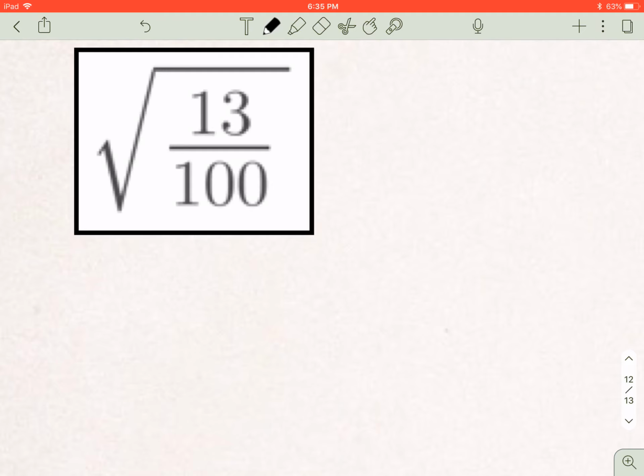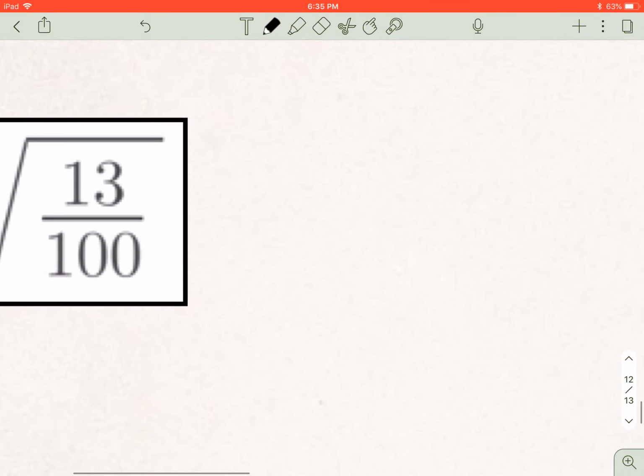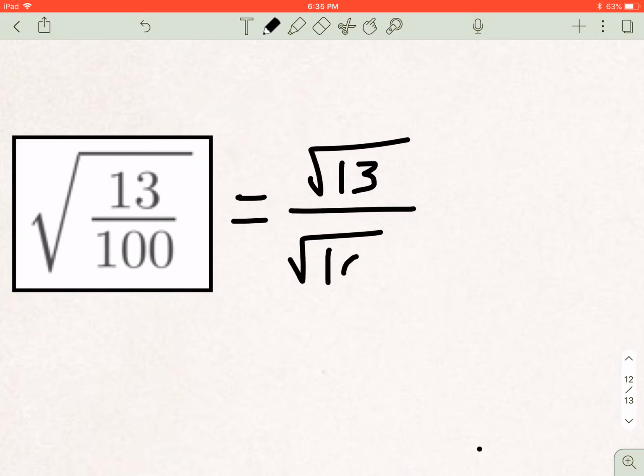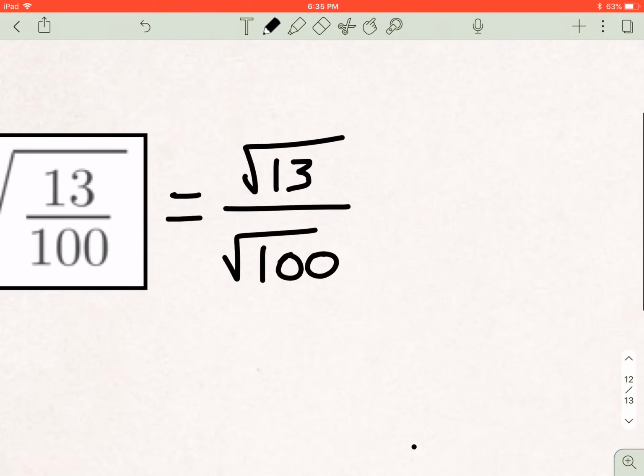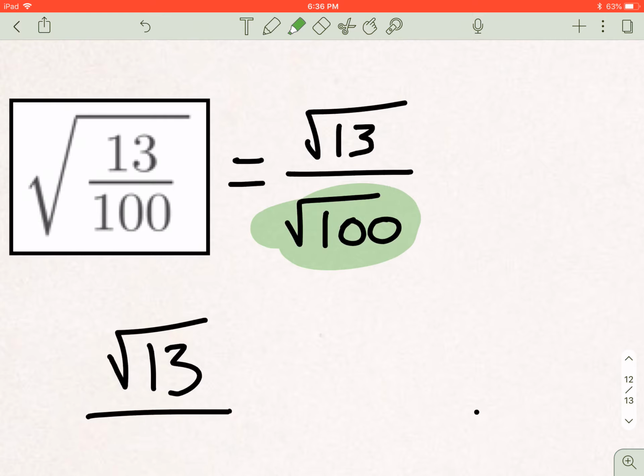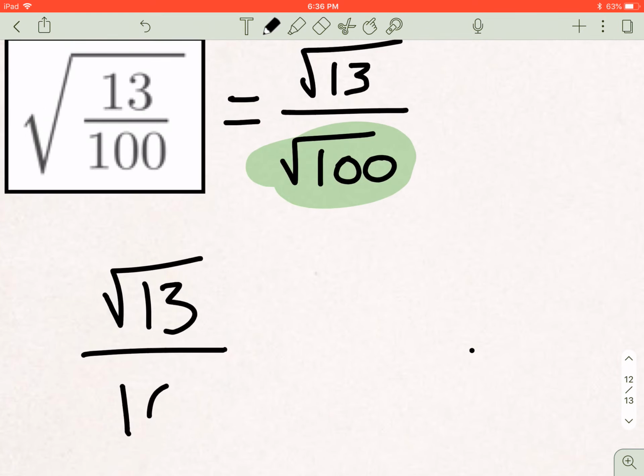I don't know of any number times itself that would give me 13 hundredths. Good news is I can rewrite this as the square root of 13 over the square root of 100. Well, I can't take the square root of 13, so that stays as the square root of 13. But I can take the square root of 100, and that would be 10. And that's my answer right there.